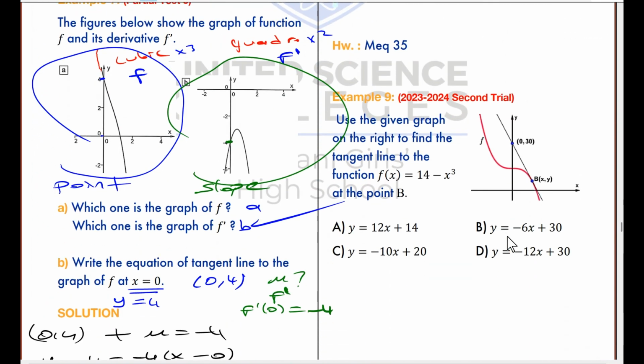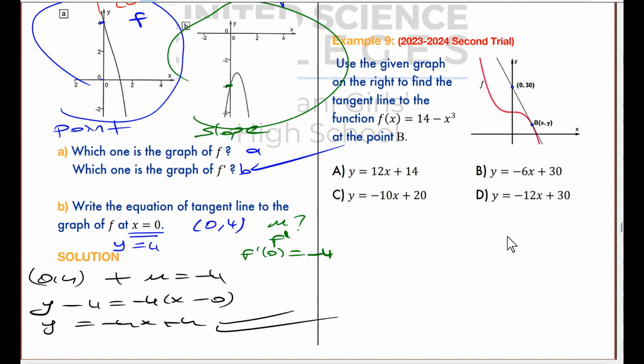Alright, I'm running out of time. Let me explain this one. This is a pretty nice question, from the 2024 second attempt. Use the given graph on the right to find the tangent line to the function at point B.